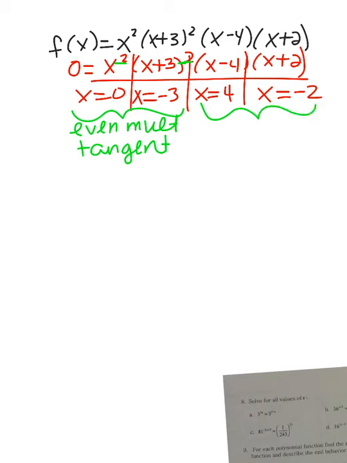So my zeros are going to be x equals 0, x equals negative 3, x equals 4, and x equals negative 2. All right, so now let's talk about the multiplicity. For x is 0 and x is negative 3, my exponents are even, so it's an even multiplicity. When you have an even multiplicity, the graph is tangent at the x-axis. For 4 and negative 2, the exponents that aren't written are really 1, so that's an odd multiplicity. When you have an odd multiplicity, the graph crosses the x-axis at those numbers.